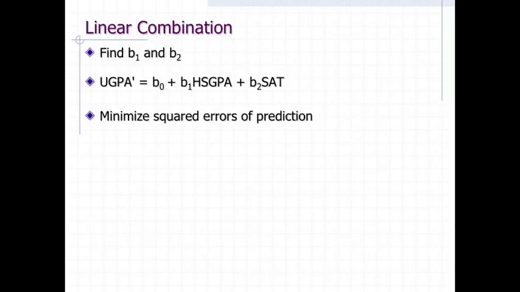That is, the problem is to find the values of B1 and B2 in the equation shown here that gives the best predictions of the undergraduate GPA. As in the case of simple linear regression, we define the best predictions as the predictions that minimize the squared errors of prediction.